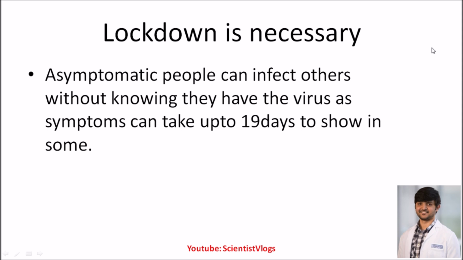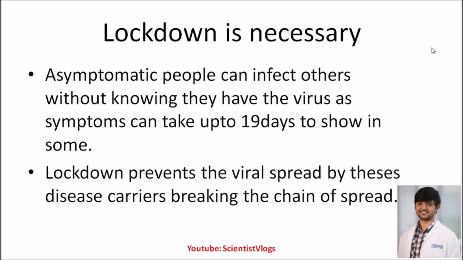Taking this into consideration, lockdown is necessary because, as you can see, even though symptoms develop after 12 to 19 days, the virus is still getting shed, reproduced, and replicated, and infecting others for all these days. So an asymptomatic person can infect others without knowing that they have the virus, which can take up to 19 days to show as symptoms. Lockdown prevents the spread from these disease carriers, breaking the chain of spread. That's why lockdown is critical to prevent the rate of infection.